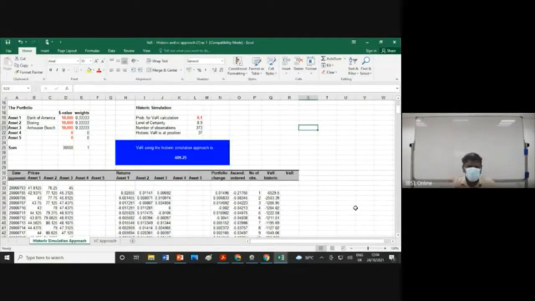So if you work out the Excel sheet, you can compute VaR for any given confidence level, 95%, 99%, 90% and so on, without any problem. Clear? So you should be ready with any question like this on a portfolio. We did a question on one asset, both historical simulation and variance-covariance model. Now this is the second question, a portfolio of three assets. So if you are given five assets, you should be able to do the same thing. Right?